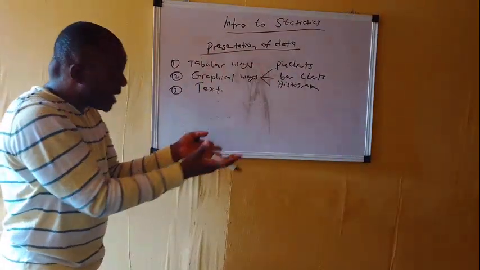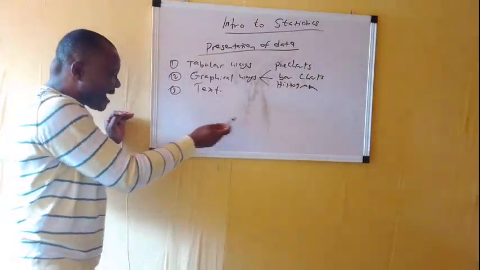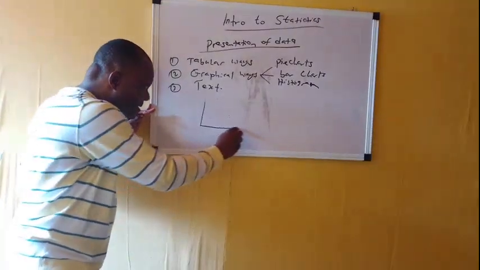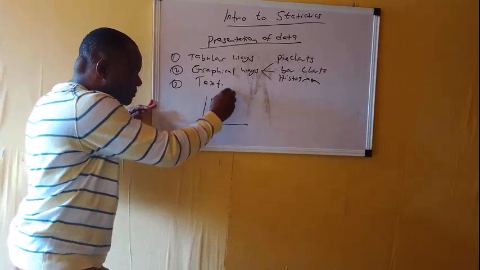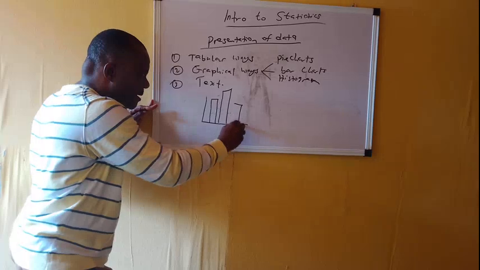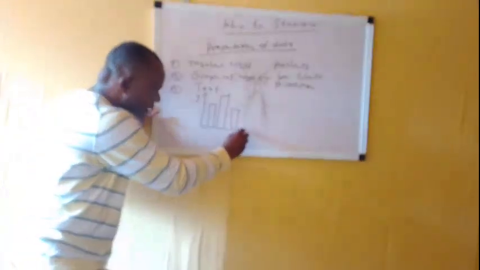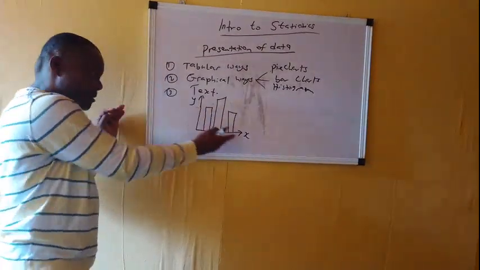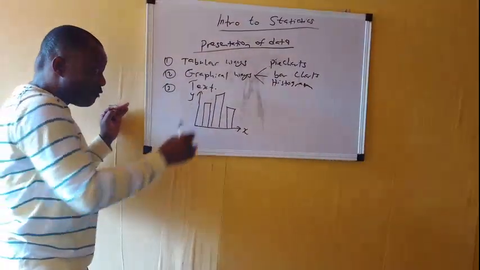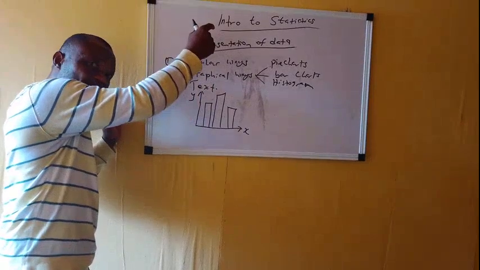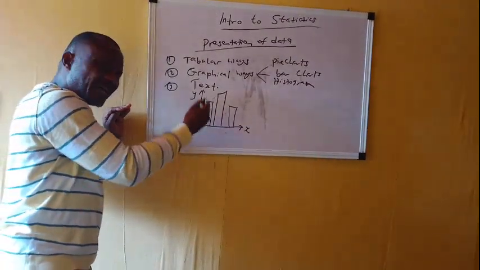When you put this data in these charts, you'll begin to see, for instance, if I have a bar like this, this is an example of a bar chart, not a histogram. Maybe this is my y-axis and this is my x-axis. X may represent something, y may represent something else. From here you will see the one with the tallest bar. It shows you that has the highest, followed by the next, and so on.